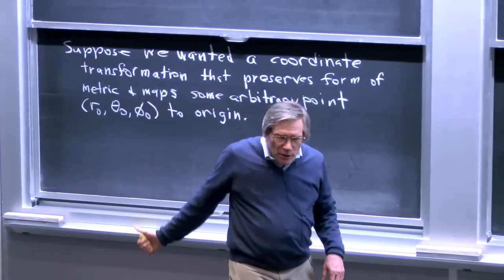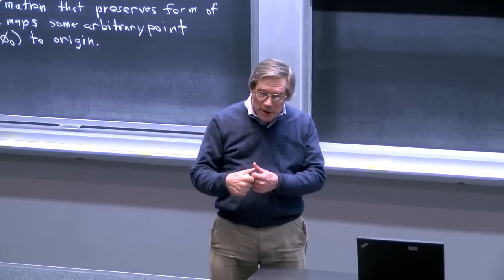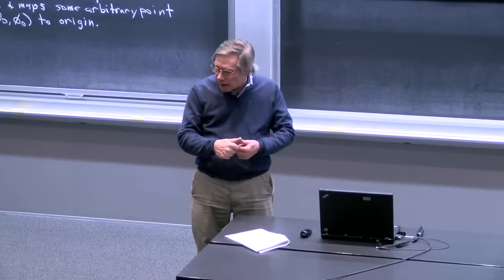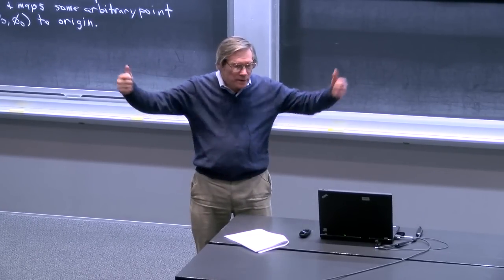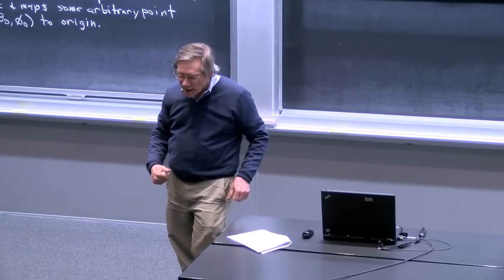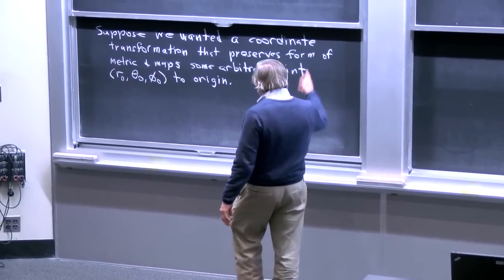Okay, notice that this is a concrete statement about homogeneity. If we can map an arbitrary point to the origin while preserving the metric, we're really proving that an arbitrary point is equivalent to the origin. And if an arbitrary point is equivalent to the origin, then all points are equivalent to the origin and equivalent to each other. We're done. That proves homogeneity. So suppose we wanted to do this.